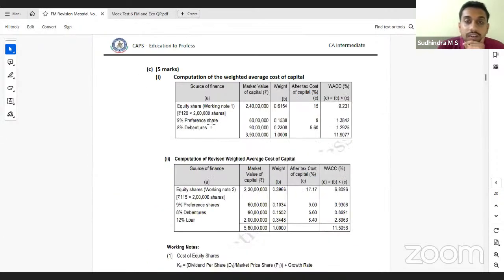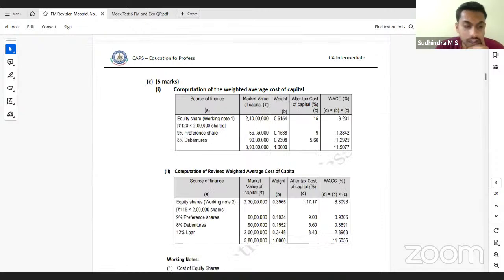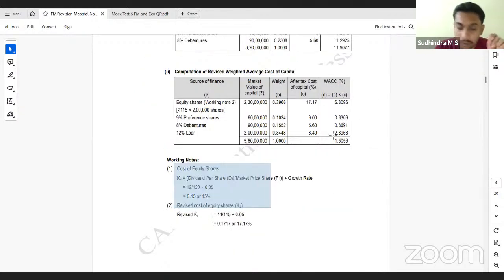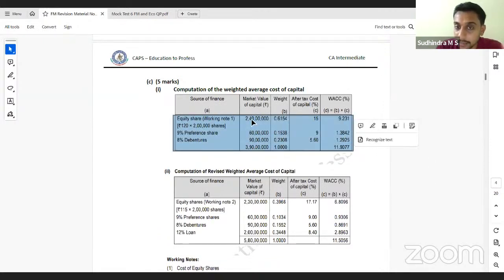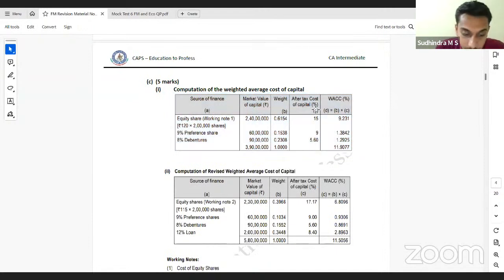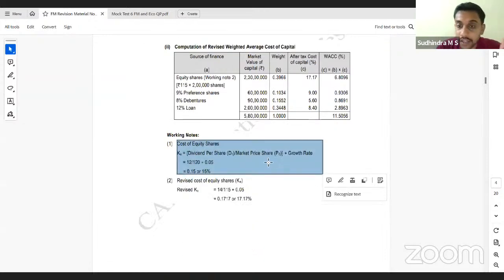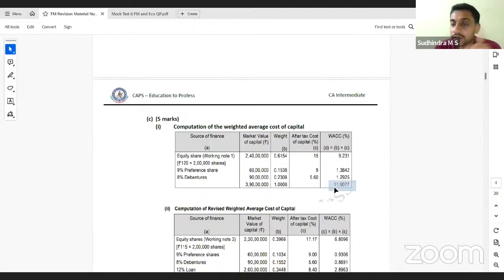Then 1C was about weighted average cost of capital. The first sub-question was WACC: the presentation, like getting the equity shares, preference shares, and the debentures total amount, the weightage to be given, and the cost. Showing the calculation for cost of capital of equity shares is important, and then getting the final WACC. Getting this table in this manner, writing the market value, the weightage, etc., will give you 1 mark. Then this calculation working note separately gives you half mark. Final answer of 11.9077, 1 mark.